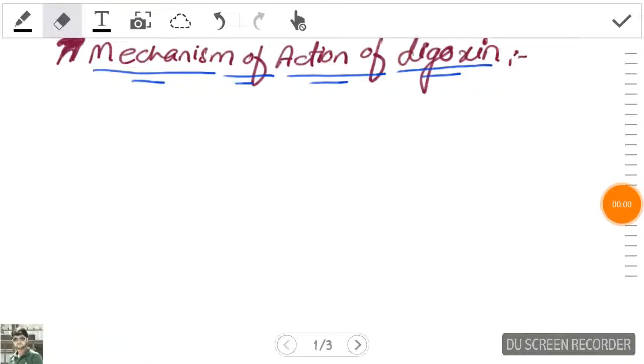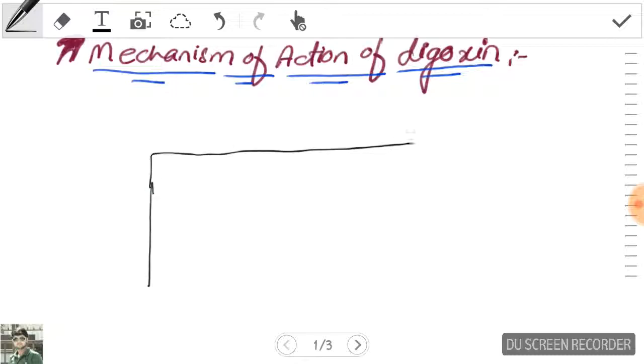Hi friends, today we are going to discuss the mechanism of action of digoxin. Digoxin is a drug which acts on your heart muscle cells and increases their contraction. So let's begin and go through the action of digoxin. For this purpose, I made a diagram of your cardiomyocyte and all the channels present on the surface of the cell.